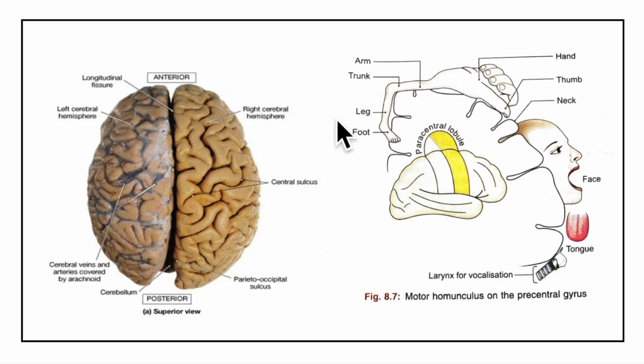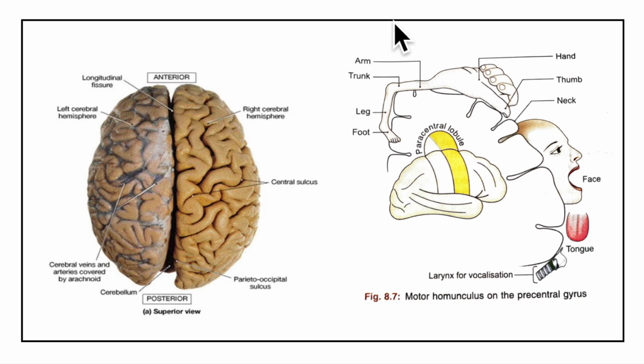Next we have to learn about the representation of the body on the primary motor area. Now this diagram is nothing but if we take the right cerebral hemisphere that you see right here and cut it into a coronal section, that is what we see right here. This is the medial surface and this is the superolateral surface. Now the representation of the body on this primary motor area is upside down.